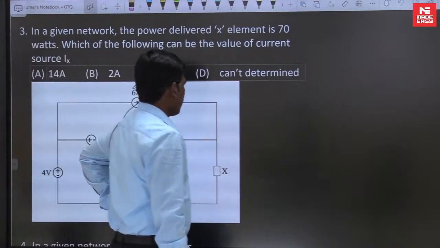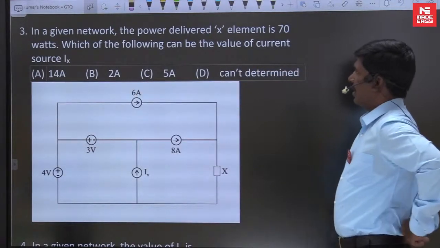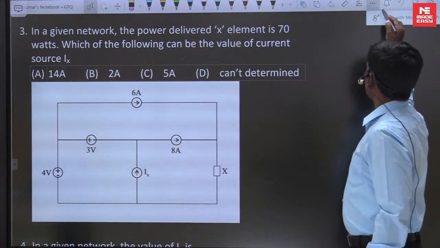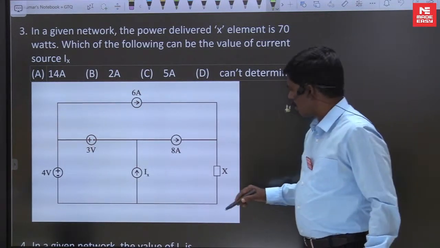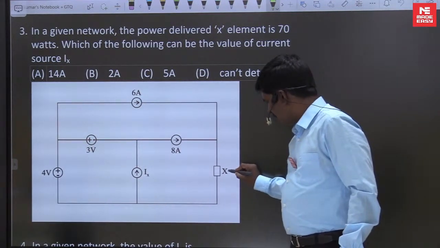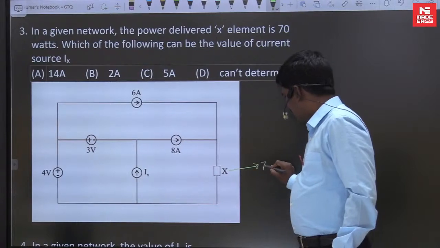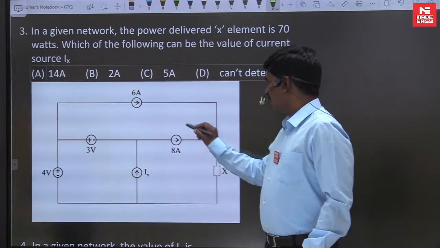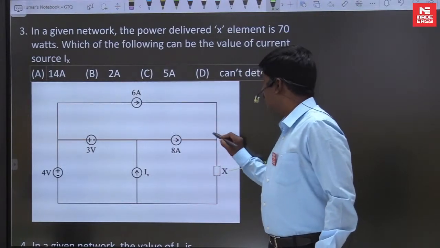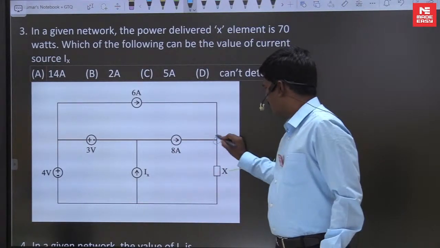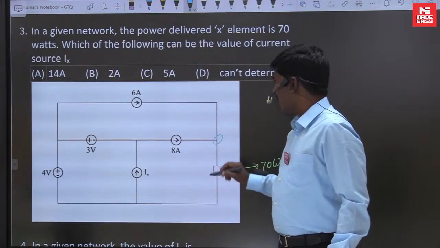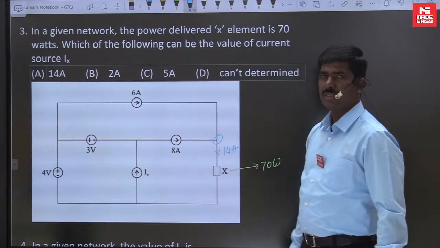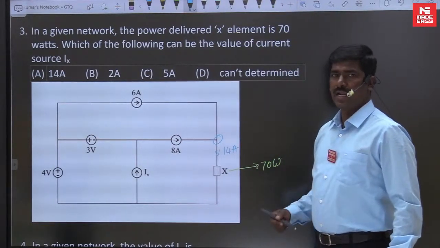So now look here, very simple. In the given network, the power delivered by the X element is 70 watts. From the given information, 8 amperes is incoming to this node and 6 amperes are incoming. 8 plus 6 is how much? This current is 14 amperes, and 70 watts is the power delivered.